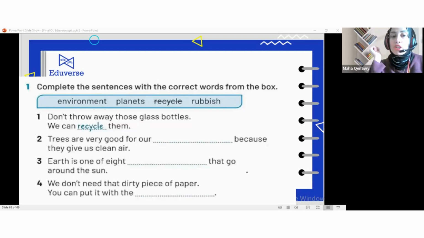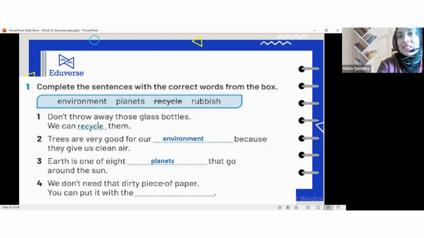Trees are very good for our environment. That's right. Environment is everything around you, my friends. It's water, air, trees, land, ground, everything. We have to pay attention and keep it and preserve it. Earth is one of the eight planets that go around the sun. Yes, very good.